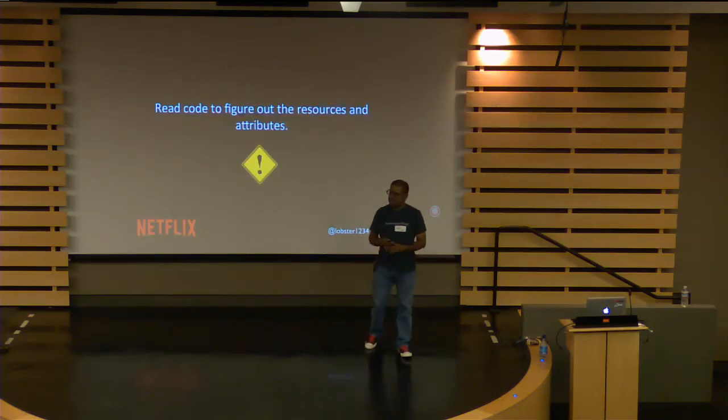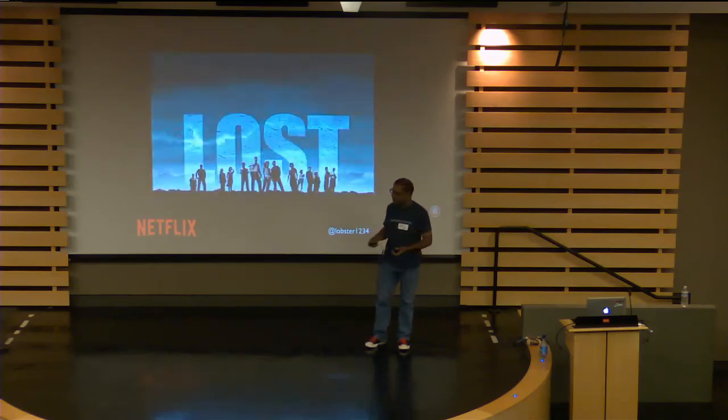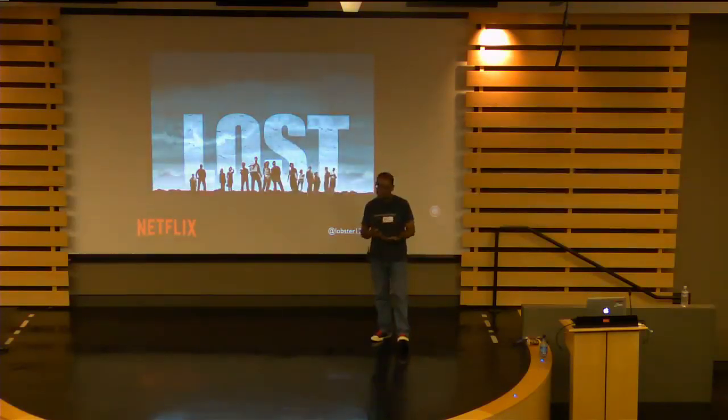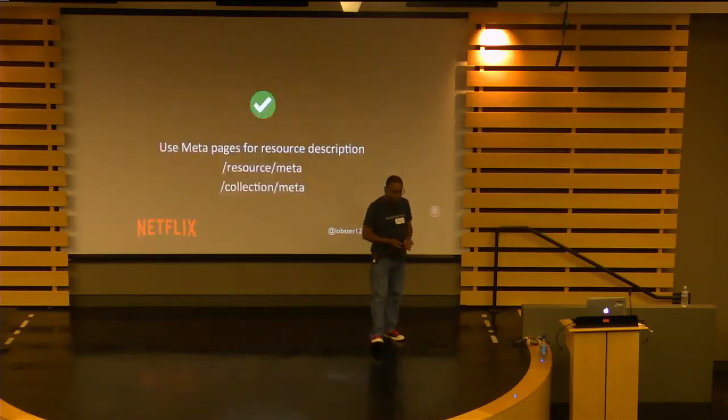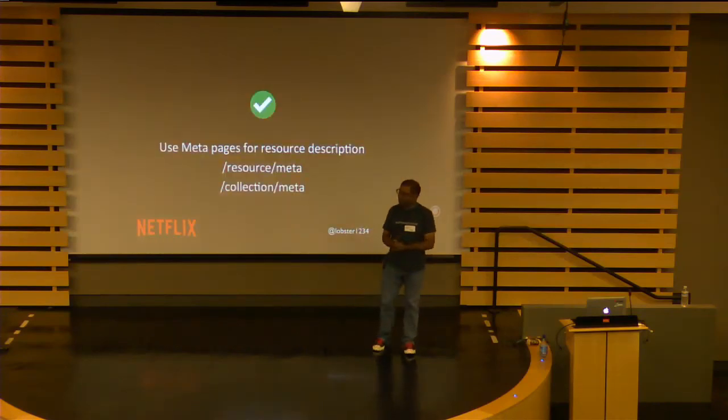So another anti-pattern is read code to figure out resources and attributes, right? This is the same thing. Again, kind of an issue with discoverability and self-documentation of the APIs, right? That doesn't exist. I don't know how many resources I can use on this API. I don't know how many operations I can use on those resources, and I don't know how those resources are connected to each other. So use meta pages for resource description.